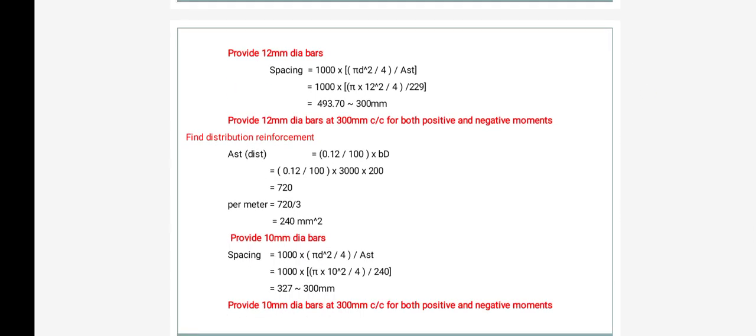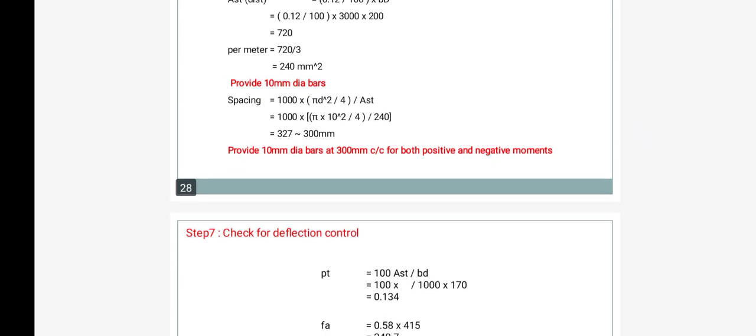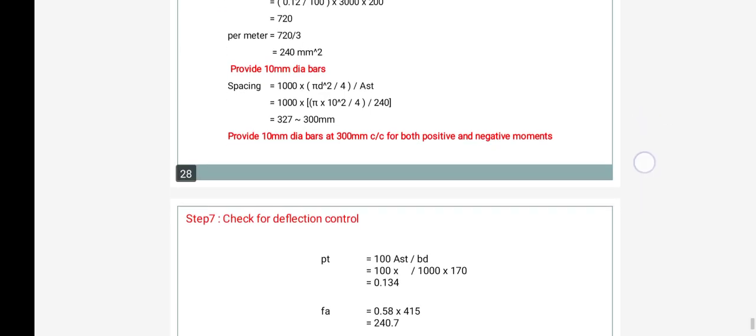Next, Ast distribution. Ast distribution is 0.12 divided by 100 into b into d. So Ast distribution is equal to 720 mm square. Therefore Ast per meter length, 720 divided by 3, is 240 mm square. Then spacing is equal to 1000 into small ast divided by capital Ast. Therefore spacing is equal to rounded 300 mm. So provide 10 mm diameter bar at 300 mm center to center, both positive and negative moment.